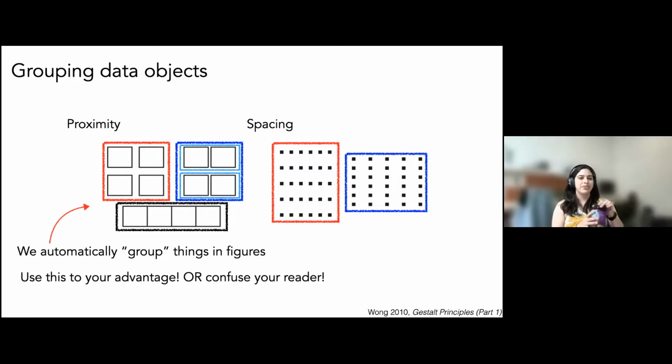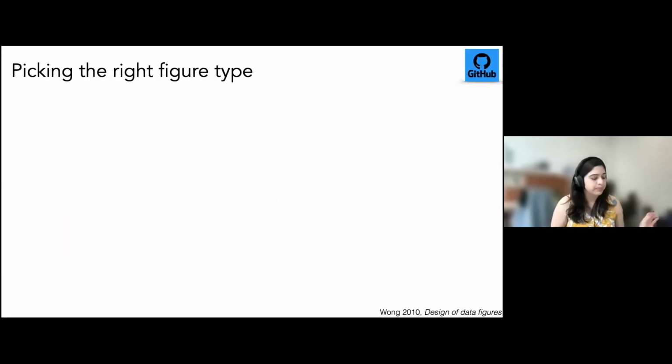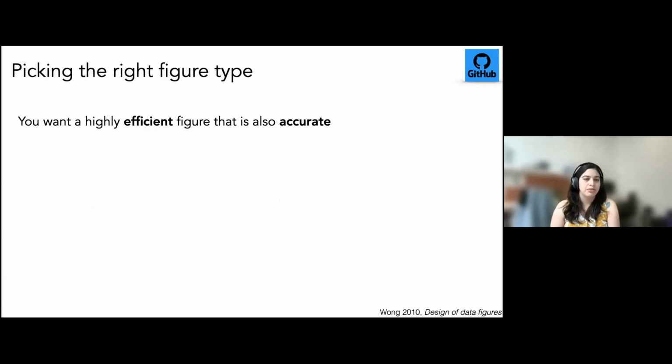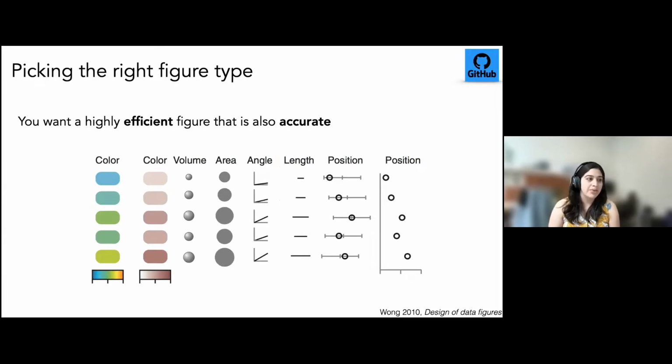Okay, so that's grouping. We've talked about point styles. Let's think now about types of figures. You want your figure to be really efficient, so your readers look at it and think, oh, I understand. You also want it to be accurate, of course. And there are many ways you can do that.